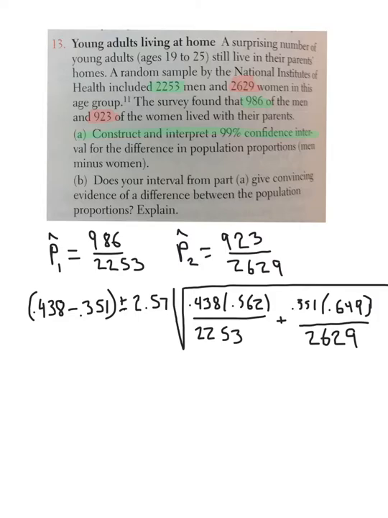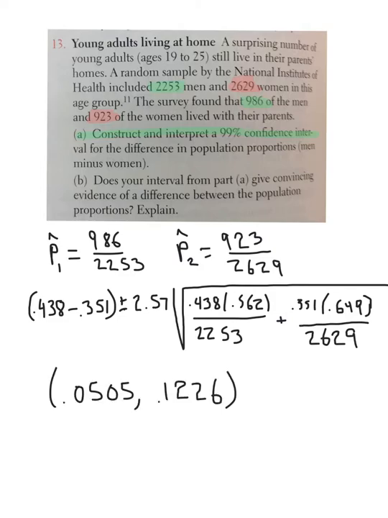So here's all the stuff. Men minus women. And here's our critical value, inverse norm, for 0.995. And then this number minus 1 is right there. And this number minus 1 is right there. And here's our sample size, originally for men, and our sample size for the women. Okay, crank it all out and let's see what we get.